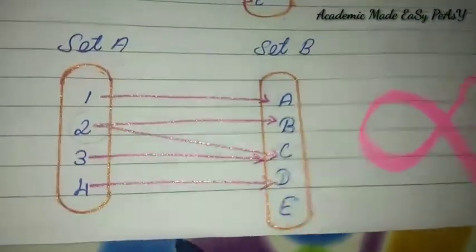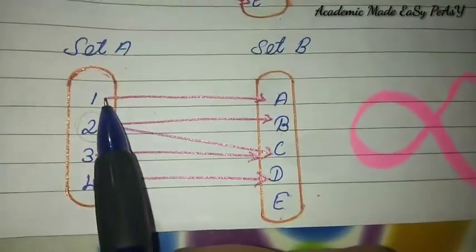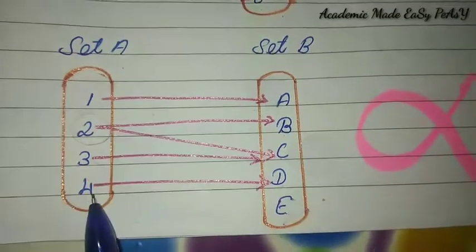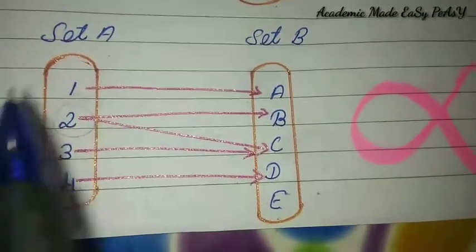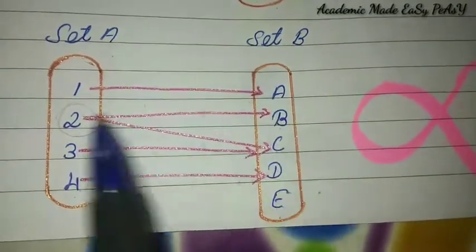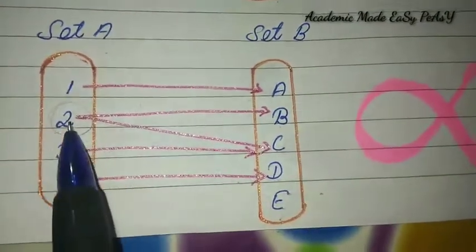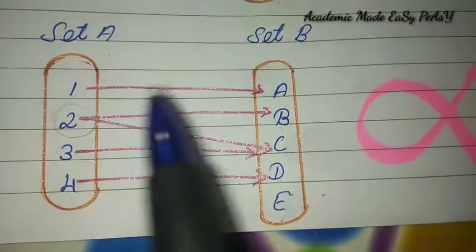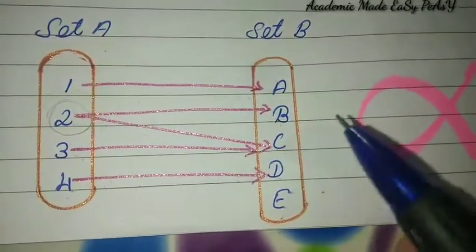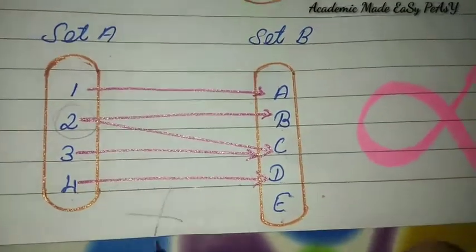In this next example, with the same sets, I have mapped 1 to one element, 3 to one element, and 4 to one element. But if I see here, 2 is mapped to b as well as c. So one element in the domain is mapped to two elements in the codomain. So then this is not a function.